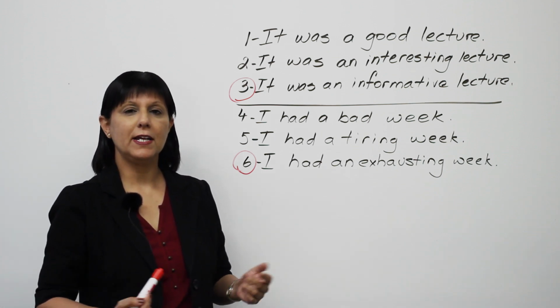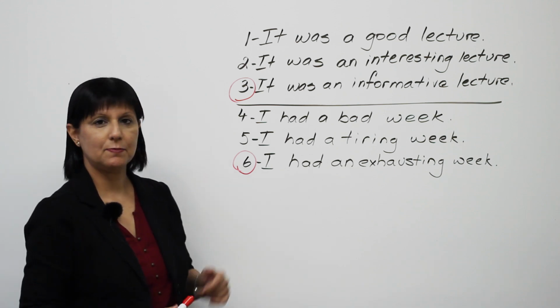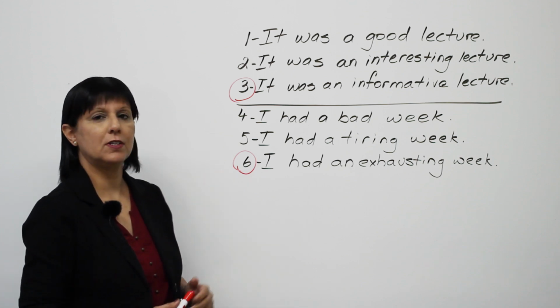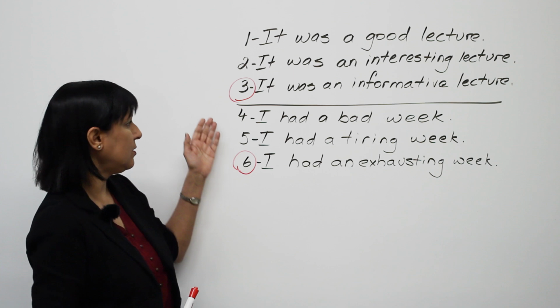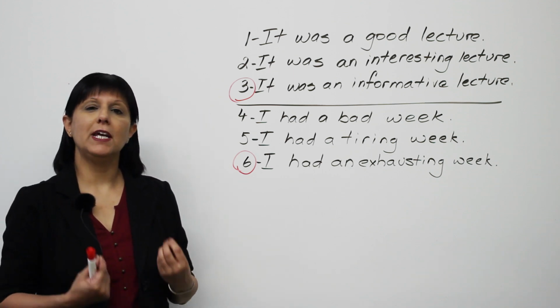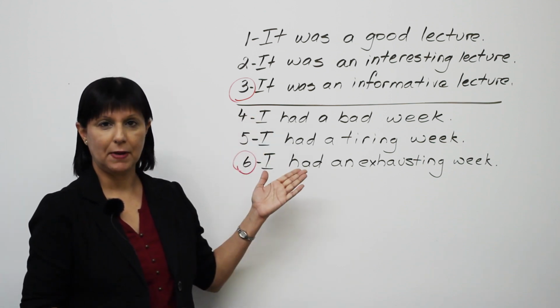Now, I think you probably chose the same ones as me. Why did we choose student number 3 and student number 6? Why did we choose these responses? And why didn't we choose 1 and 4? Because 1 and 4 use the words good and bad.